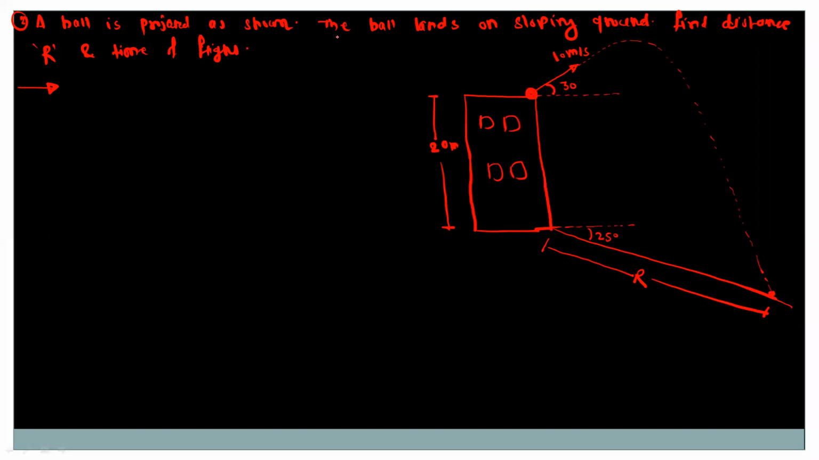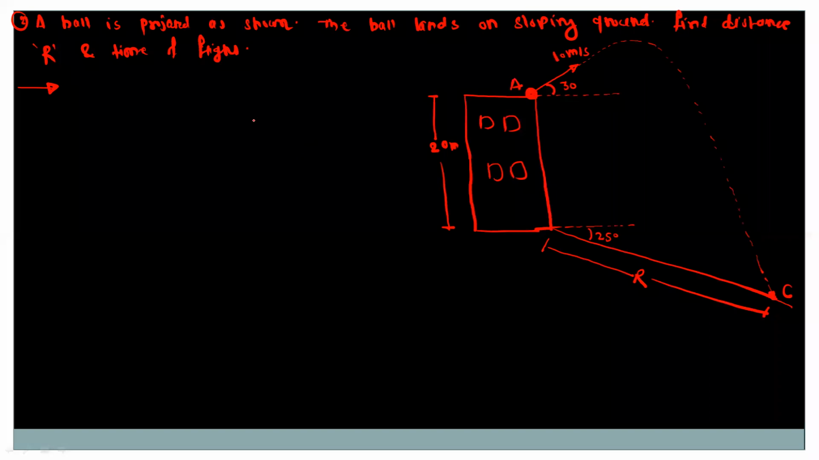Okay, so refer to this next problem. In this problem, a ball is projected with initial velocity 10 meter per second, and the angle of projection is 30 degree with the x-axis. The ball lands on the sloping ground as shown in the figure. So the sloping ground has an inclination of 25 degree. So we have to find out the distance R and the time of flight. Okay, that is the time taken by the object from point A to point C.